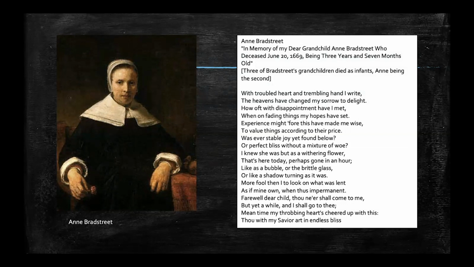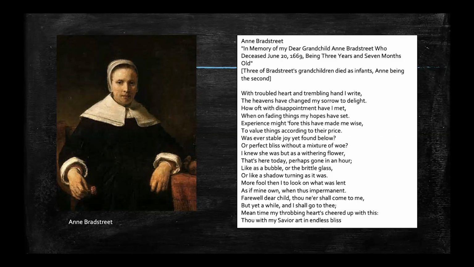With troubled heart, in trembling hand I write, the heavens have changed my sorrow to delight. How oft with disappointment have I met, when on fading things my hopes have set. Experience might for this have made me wise, to value things according to their price. Was ever stable joy yet found below, or perfect bliss without a mixture of woe? I knew she was but a withering flower, that's here today, perhaps gone in an hour.